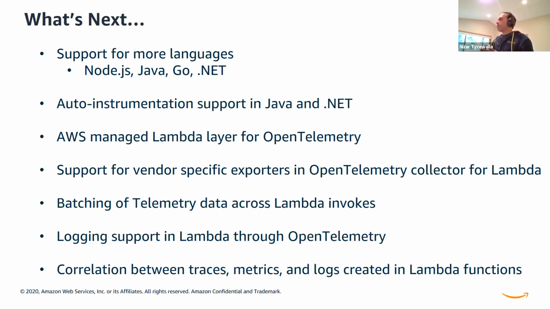Also, we are going to add more vendor-specific exporters. Today we support X-Ray and OTLP exporters. We are going to support other vendor-specific exporters to send data to other partner solutions that you would like. Batching of the data today is only within an invoke. We want to batch the data across invokes. So if you have a high-scale or high-usage application, you can batch the data across invokes so that you don't reach the throttling limits of your backend monitoring services, and all the data is sent within an acceptable network traffic range.